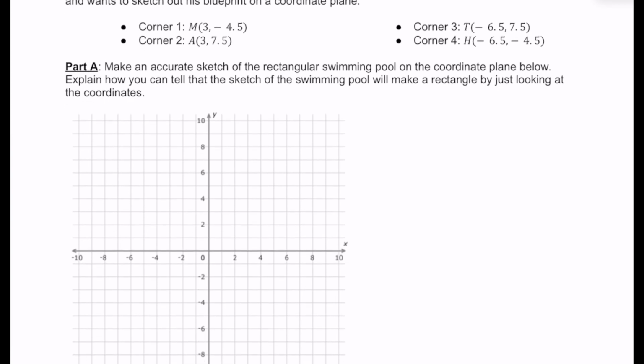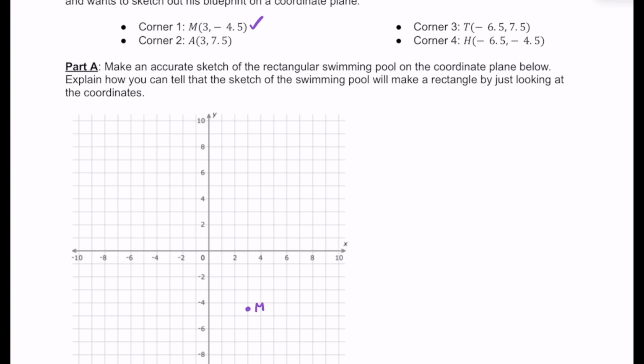For corner 1, that's going to be point M. Plotting this point, it's going to start at the origin, then move 3 units to the right, and then we're going to move 4.5 units down, which I think is going to be right about here. Let's plot that point: 3, negative 4.5. I'm going to plot that and write the letter M.